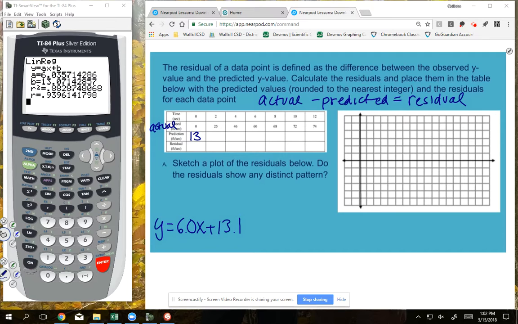If I plug in 2, what's 2 times 6? 12 plus 13.1. 25.1, right? Rounded to the nearest integer, we get 25. Okay, what's 6 times 4? 24. Add 13. 37. Keep going. Find all of the predicted values.